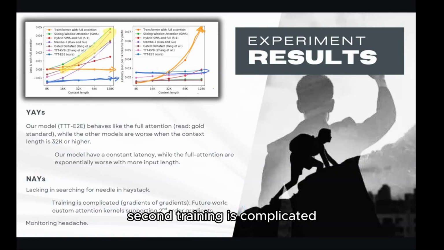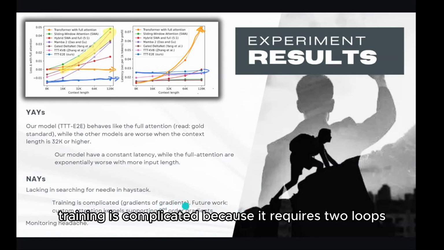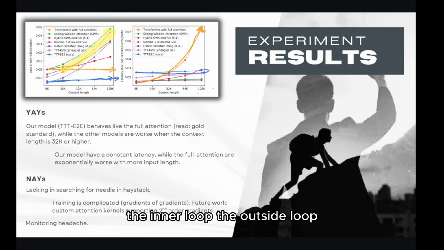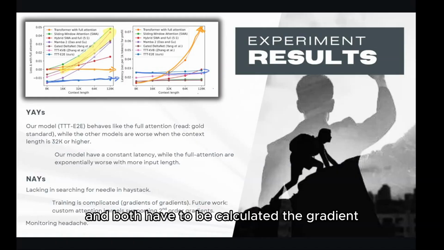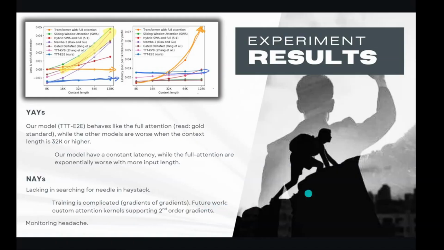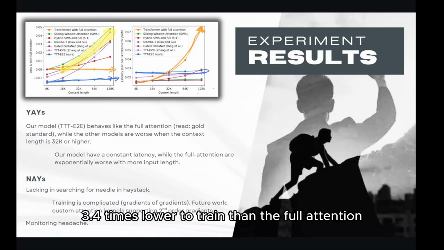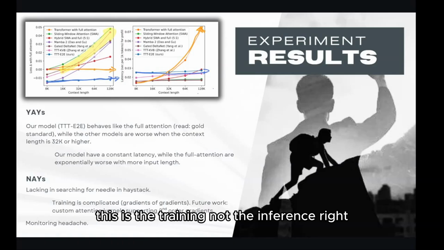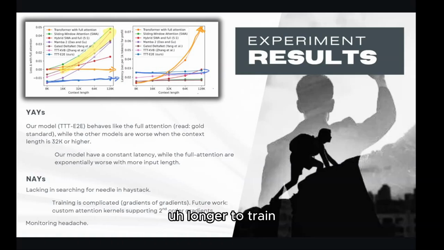Second, training is complicated. Of course, training is complicated because it requires two loops, right? The inner loop and the outer loop, and both have to be calculated. The gradient, for example, and so on and so forth. So let me check my notes. At 8K context length, our model is 3.4 times slower to train than full attention. This is the training, not the inference, right? And on the larger model, the 120K model, the difference is less. The difference is 1.2 times, but it still takes longer to train.